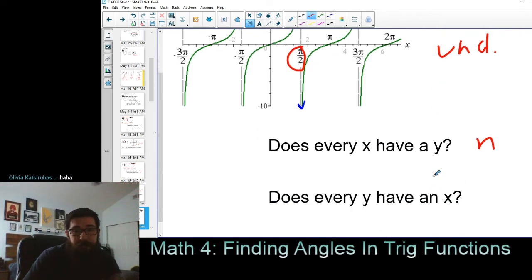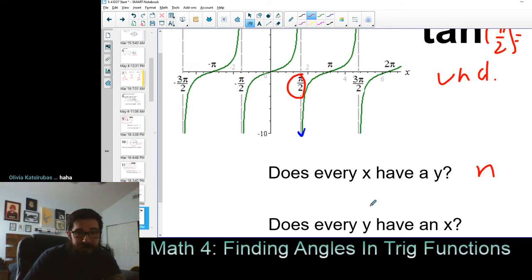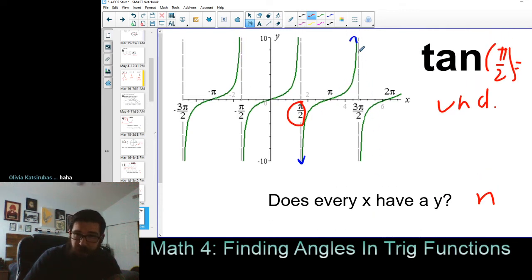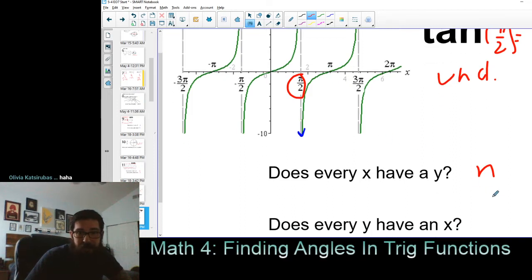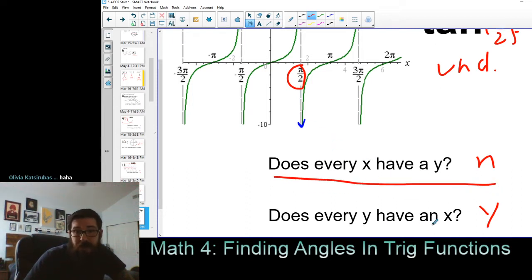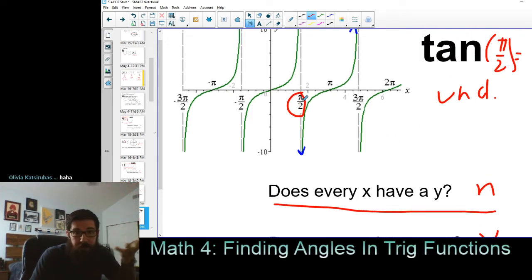Does every y value have an x? This guy right here is shooting all the way up to infinity, and this tail is shooting down to -infinity. I hit 0 right here. I can get any positive and any negative, no problem at all. So this one flips from how the other guys go. There are times where tangent doesn't exist, so does every x have a y? No. Does every y have an x? Yeah. As it goes closer and closer to these parts where it doesn't exist, it shoots up to infinity or down to -infinity.